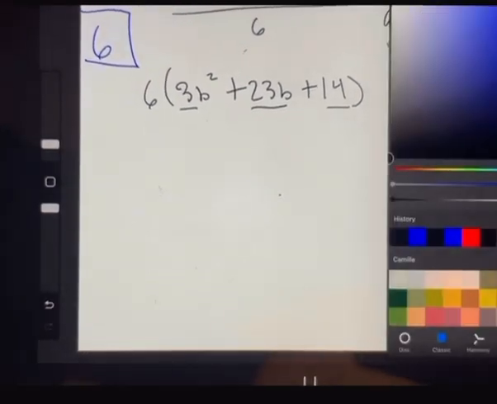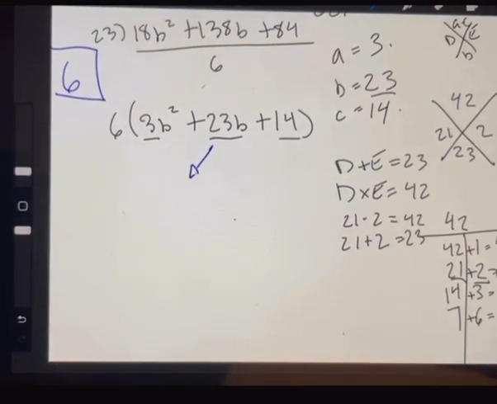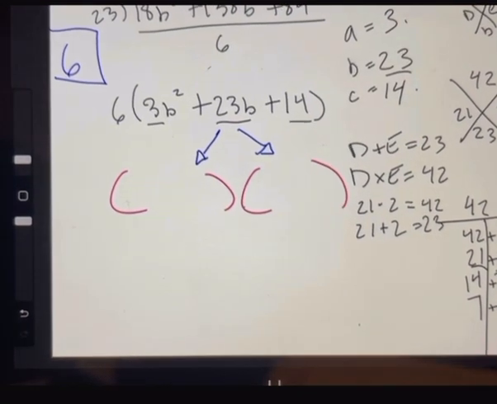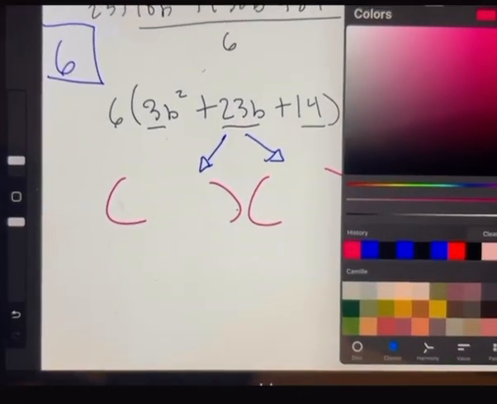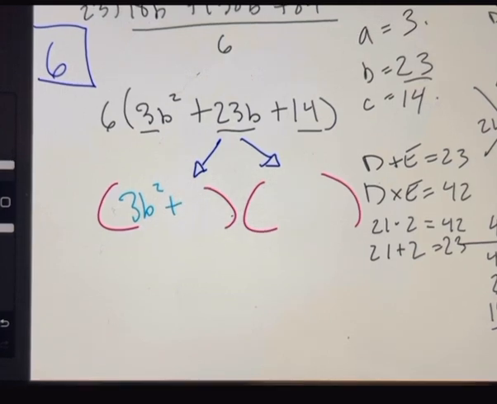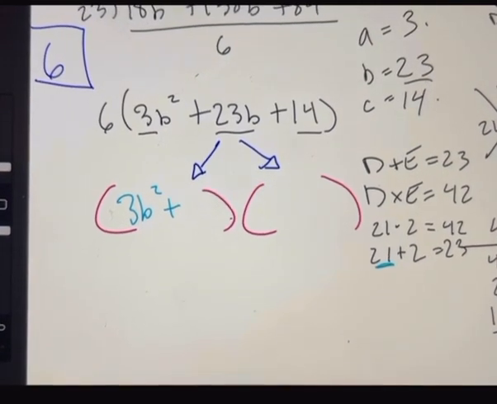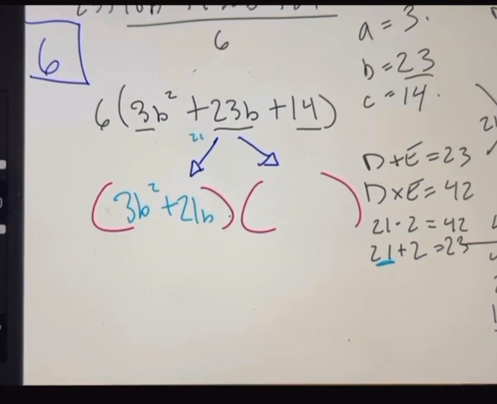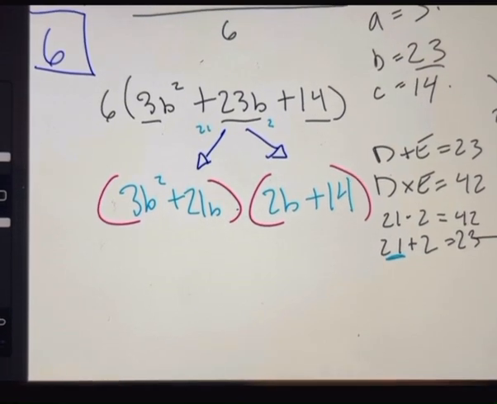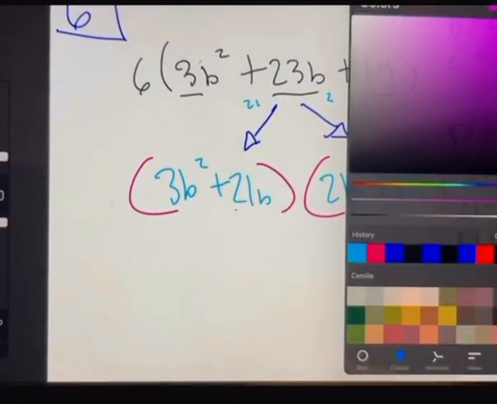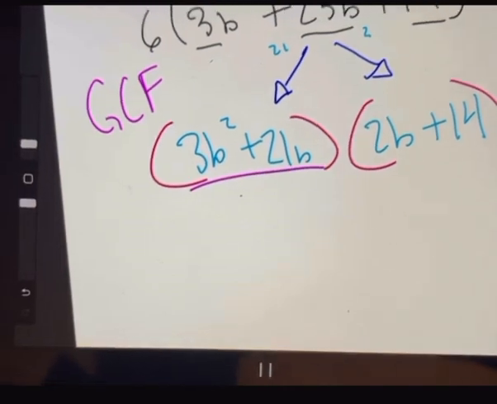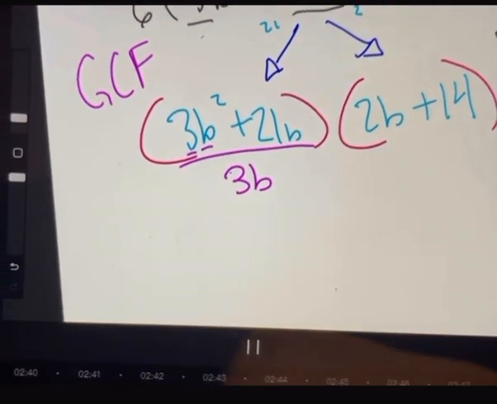Now we can begin to split our equation with the 23 going into 21 and 2. That's how it's being broken apart. Here. And you just bring down the 3b squared, and you split the 23b into the two numbers that we created. It doesn't matter the order, whether you put the 2 over there, the 21 there. It really doesn't matter. Plus 14, with the 6 on the outside, but you don't need to write that in yet because we aren't using that until our final answer.